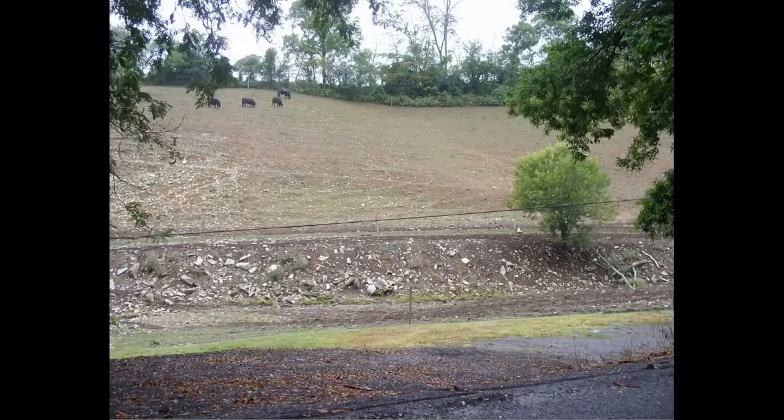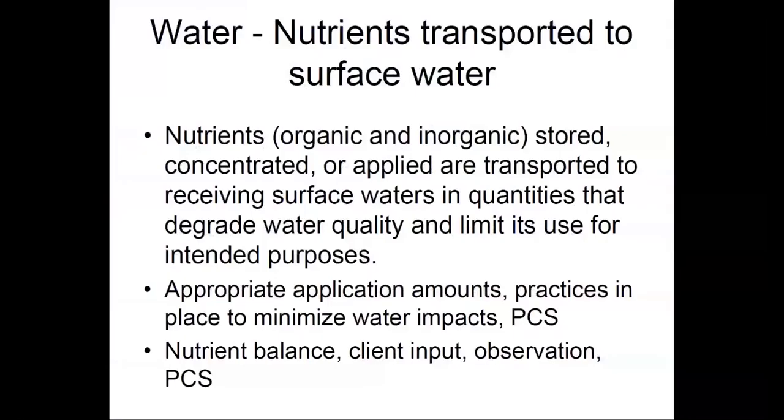Here we are back to this pasture again. Nutrients, another resource concern for this pasture could be nutrients transported to surface water. If they're stored or concentrated or applied and they're transported to surface waters, it can degrade the water quality. So you're supposed to discuss appropriate application amounts and practices to minimize the impact to water. So you're looking at nutrient balances, your client input, your pasture condition score, and client observations.